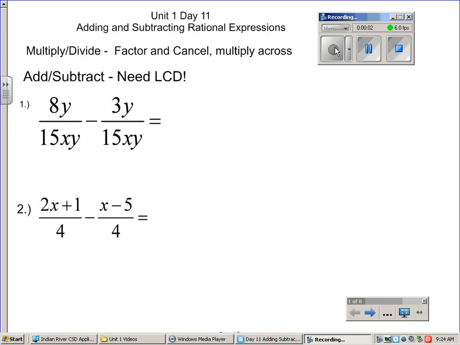Alright, take 3. Unit 1, Day 11. Adding and subtracting rational expressions. Yesterday we multiplied and divided. We factored everything we possibly can factor, and then canceled, and then multiply across.